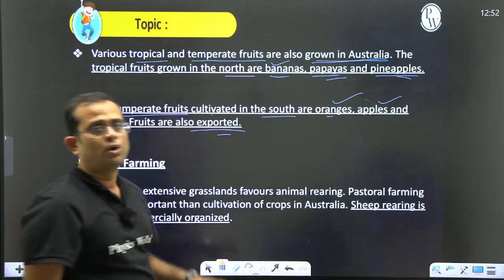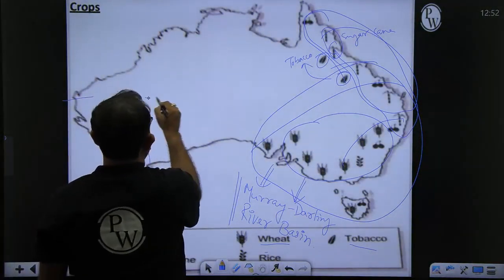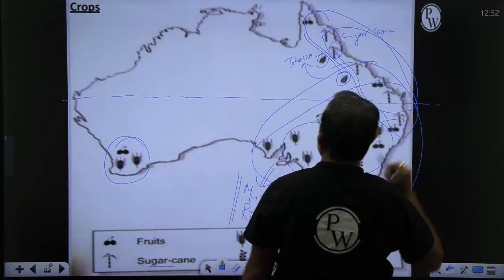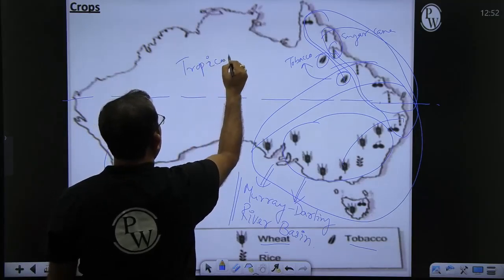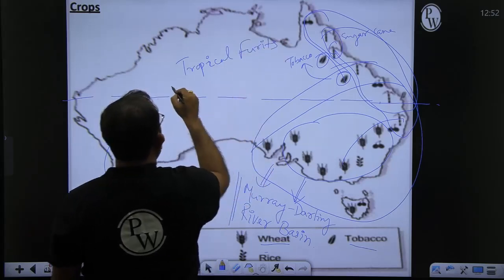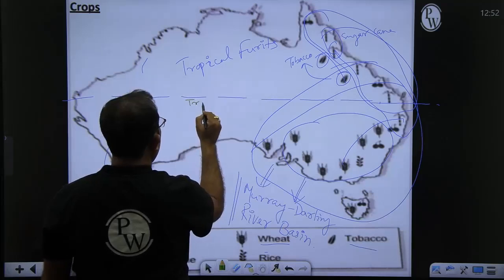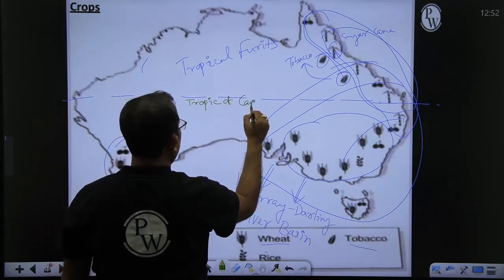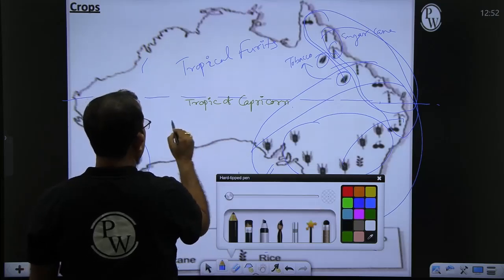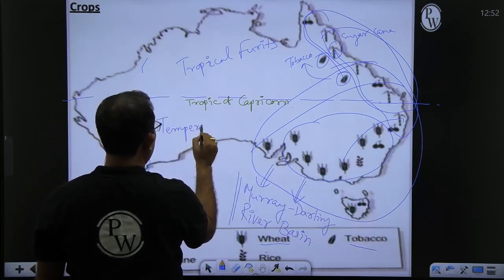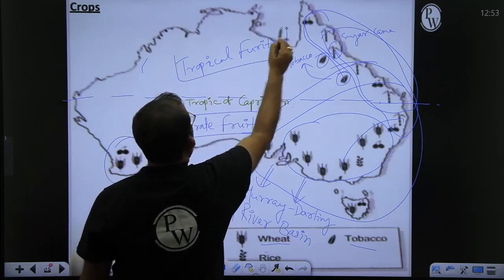Fruits are also exported. If I divide Australia, just have a look here. This region is the tropical fruits of Australia. This is the Tropic of Capricorn. This is your tropical fruit, and here this is your temperate fruit.